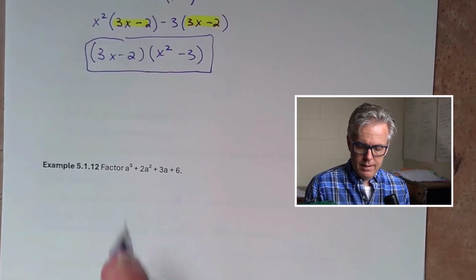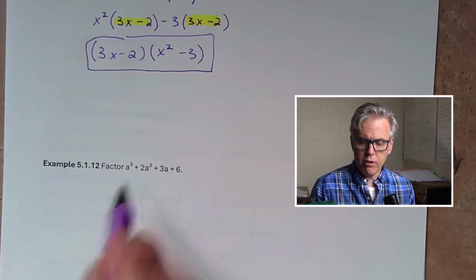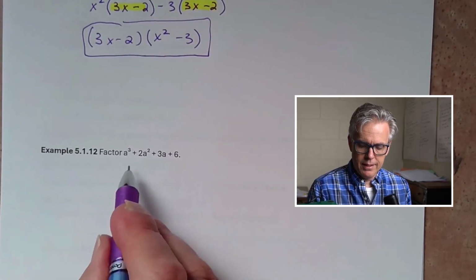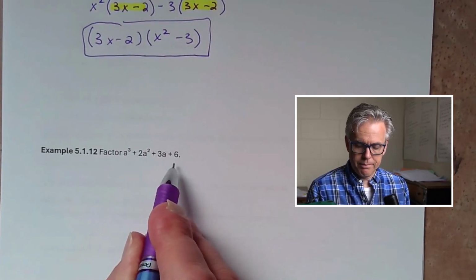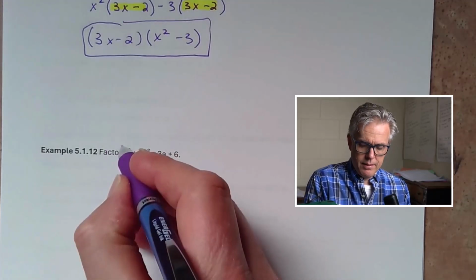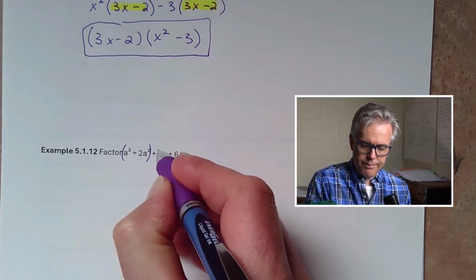Okay. Try to do this one on your own. So pause the video here. I know I say that a lot, but it's worth doing. Pause the video here and see if you can do this one by grouping. This one comes out a little bit easier because everything's positive. Slide my parentheses in.